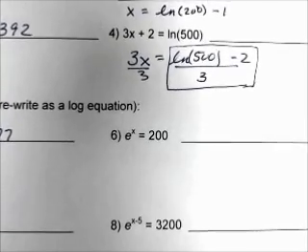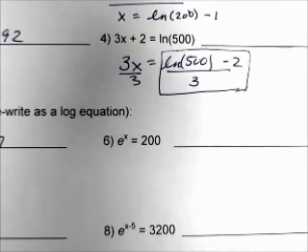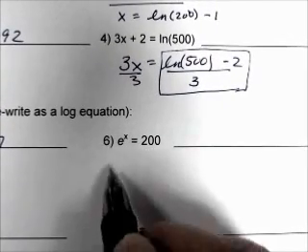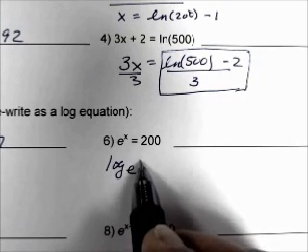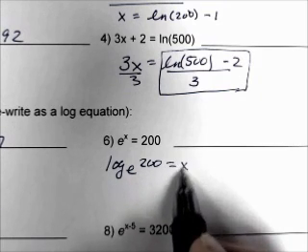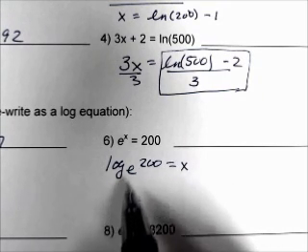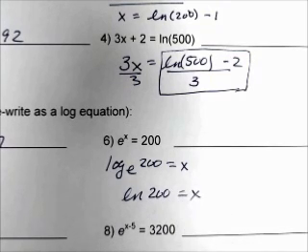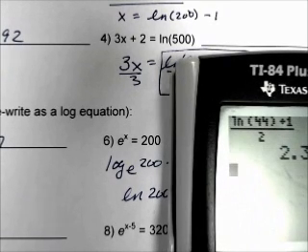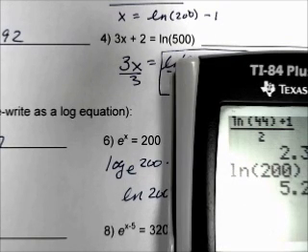Number 6, e to the x equals 200. Write this in log form. That's log base e of 200 equals x, or ln of 200 equals x. What's the natural log of 200? Go to the calculator, ln 200, 5.298.